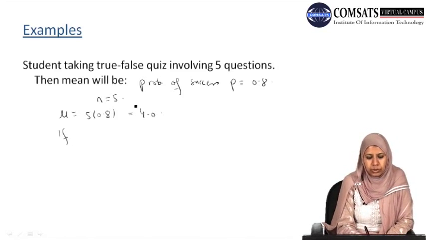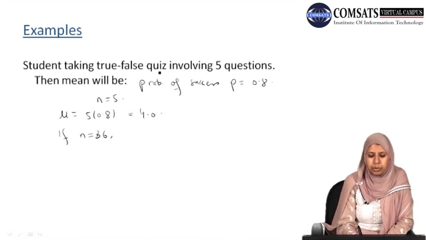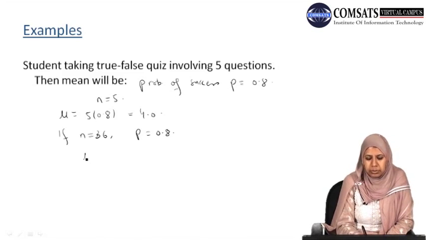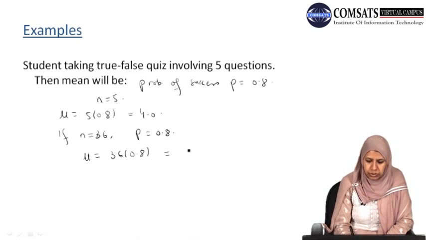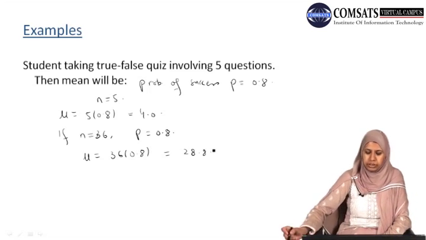Let's say the questions are 36 with the same probability of success, that is 0.8, then the mean in this case will be the number of trials into the probability of success, which is equal to 28.8.